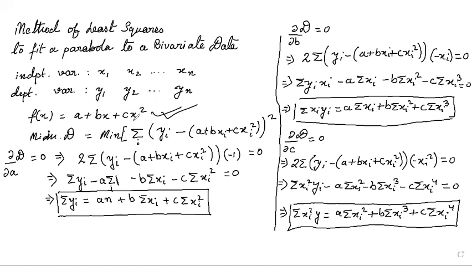In our next sessions, we will see the normal equations corresponding to some different types of curves that we can take as a best fitting curve to bivariate data. Then we will proceed to solve some particular problems of bivariate data to fit a particular curve utilizing the method of least squares, right? So that's all for this session.